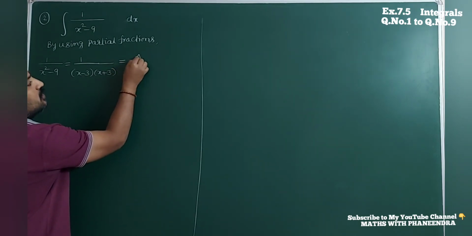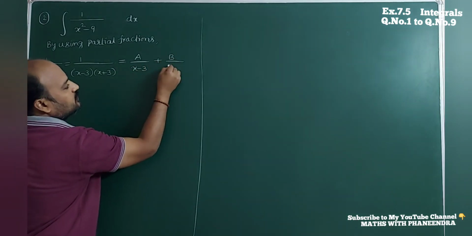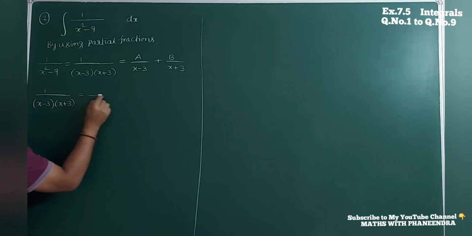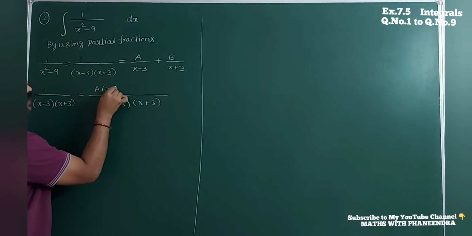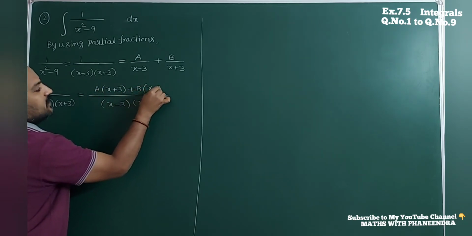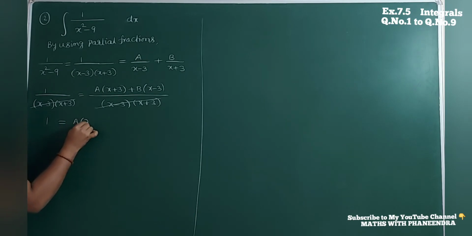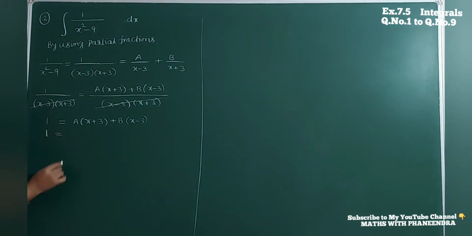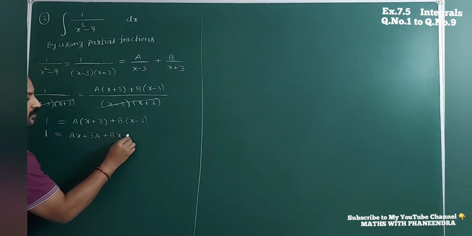So we can express by using partial fractions as capital A by x minus 3 plus capital B by x plus 3. So 1 by x minus 3 into x plus 3 can be written as, by taking LCM here, x minus 3 into x plus 3. So A into x plus 3 plus B into x minus 3. Both sides, these two will be cancelled. 1 is equal to capital A into x plus 3 plus capital B into x minus 3. So 1 is equal to A into x plus 3 into A plus B into x minus 3 into B.